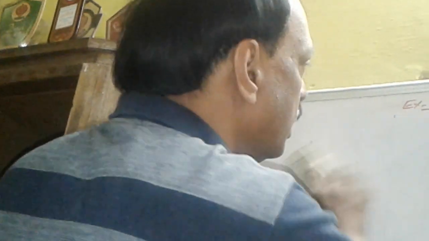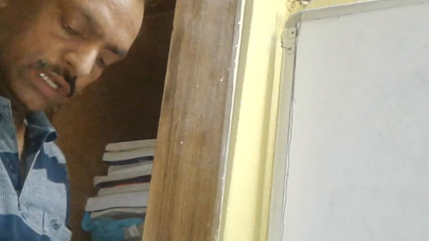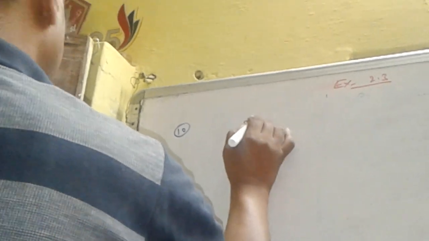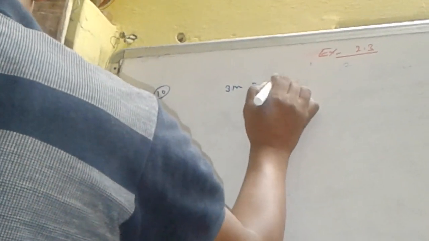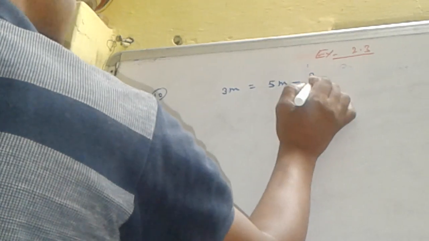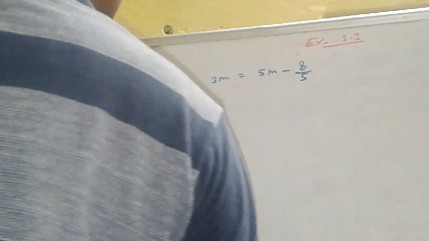And this question is question number 10. All these questions are very basic questions. It is required for you to do these questions very carefully. Otherwise, this chapter will be very difficult for you. If you understand this, the chapter will be so easy. Question number 10 here: 3m equal to 5m minus 8 by 5.